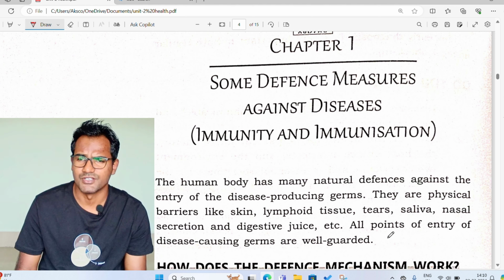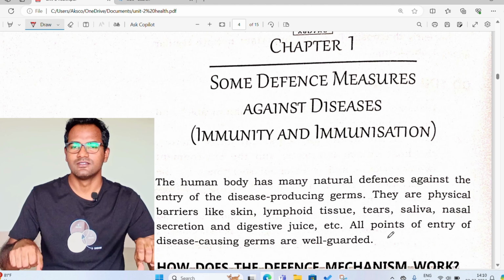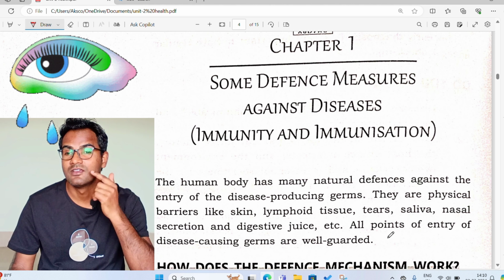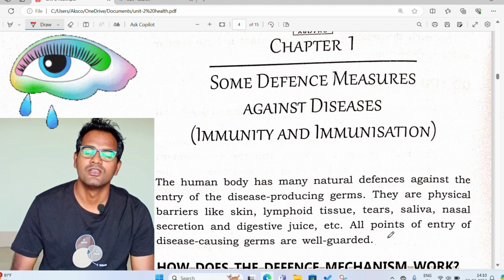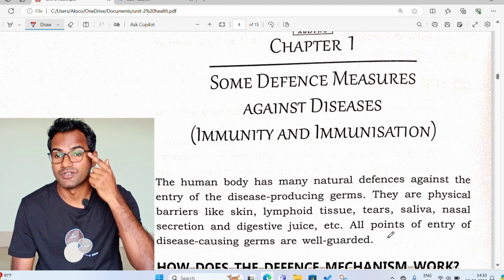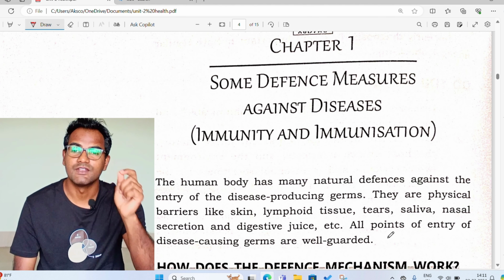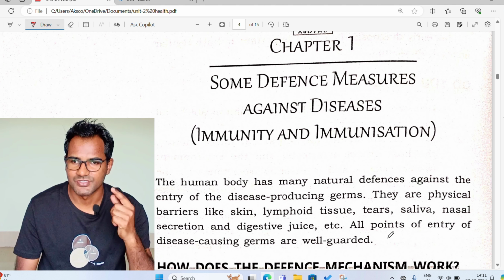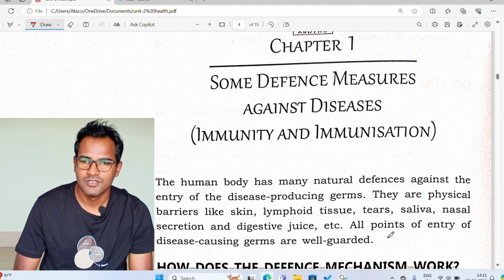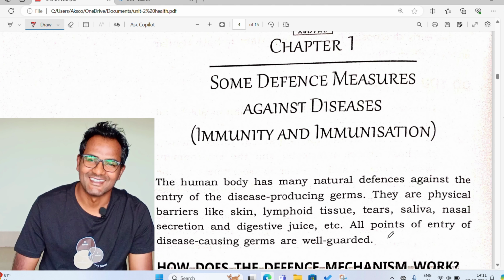Then again, tears. Suppose you are riding a scooty and something enters your eyes and you cannot open your eyes. What comes out? The tears come out. Why are the tears coming out? The tears come out so that whatever particle or insect has entered your eyes will come out along with the tears. That's why tears come out of your eyes. Similarly, what happens, this is another side.